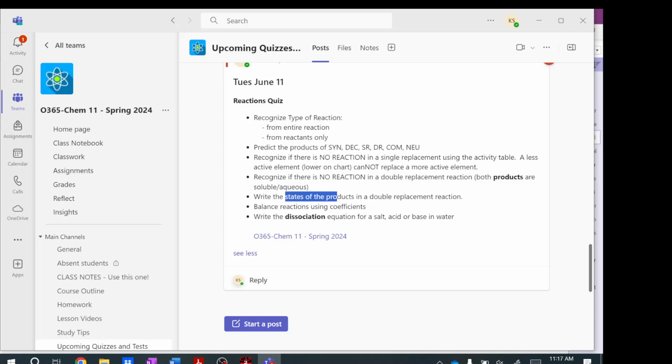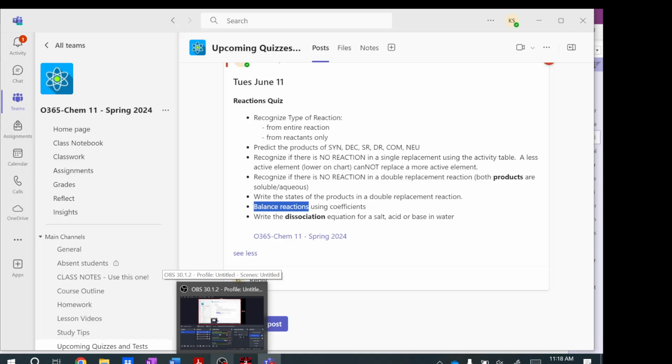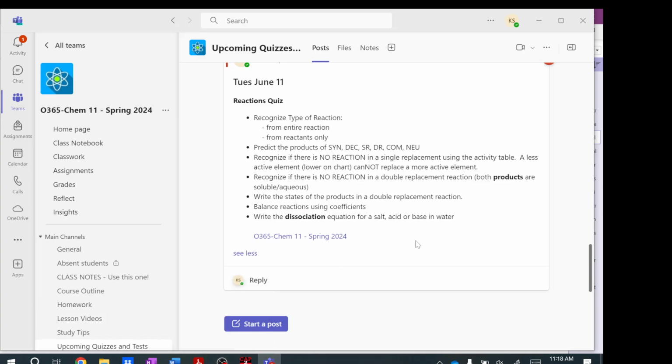You should be able to write the states of the products in a double replacement reaction. So if your product is soluble, aqueous. If it is low solubility, it is solid. You need to be able to balance reactions. And finally, I gave you a little extra practice on this today. You need to be able to write dissociation equations for salts, acids, and bases. You should also be able to recognize, is it a salt, an acid, or a base? You might choose to just do the odd letters, or the odd numbers. There's a lot there, so you don't have to obviously do them all. And that is your quiz tomorrow.